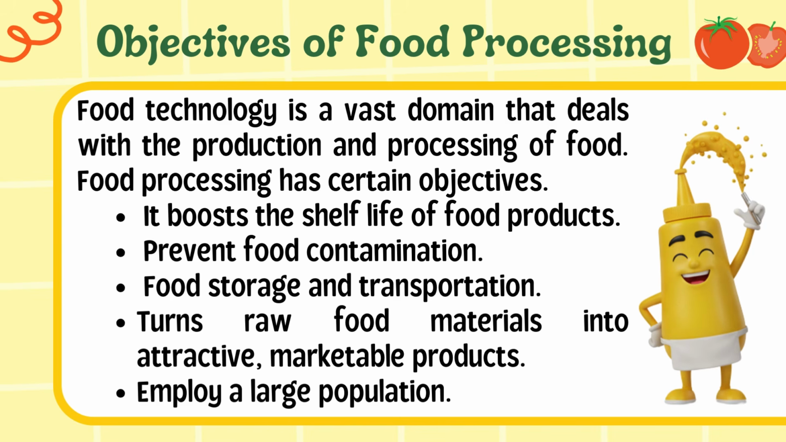Food processing is done for many reasons. To make food last longer means increases shelf life. To keep food safe means prevents spoilage and contamination. To make storage and transport easier means food can be delivered safely to markets. To make food more appealing means turns raw food into tasty and attractive products. To provide jobs means many people work in the food industry.